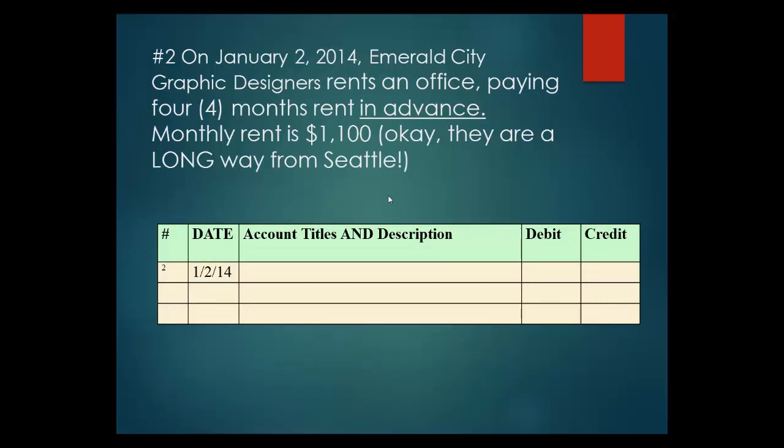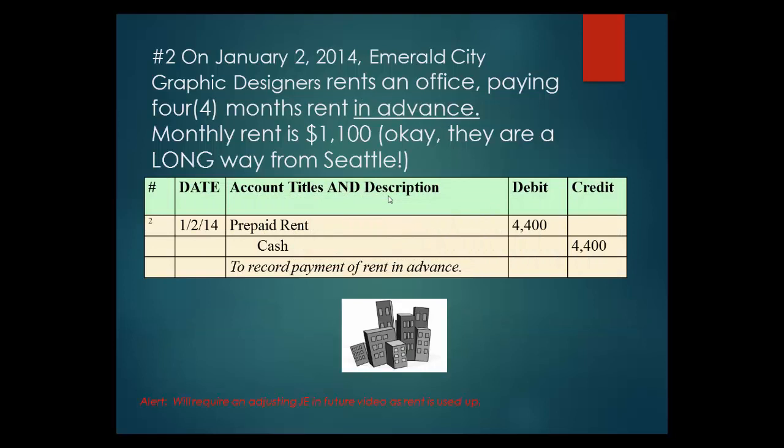January 2nd, 2014, Emerald City Graphic Designers rents an office. They pay 4 months' rent in advance, and the monthly rent is $1,100. So we're renting an office, and the company is making an advance payment. So the money they pay has a future value, and it will be used for the next 4 months as their rent. So we're going to debit prepaid rent for $4,400, and we're going to credit cash for $4,400. Prepaid rent is an asset. We increased it with a debit. Cash is also an asset, and we decreased it with a credit.